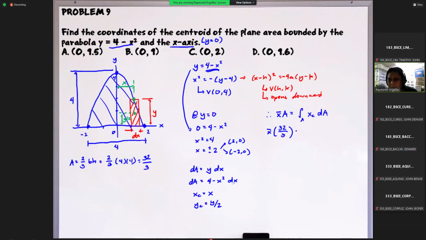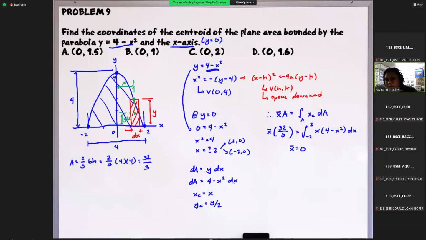Okay, so then this is equal to, so we have integral. Yung x sub c natin is x. Okay, so yung differential area natin is 4 minus x squared dx. So then this will be evaluated, diba? So sa lahat ng sakop niyang rectangle, so that will be from -2 hanggang +2. Diba? So -2 hanggang +2. Okay, pag sinolve nyo ito, lalabas dito x bar ay 0.